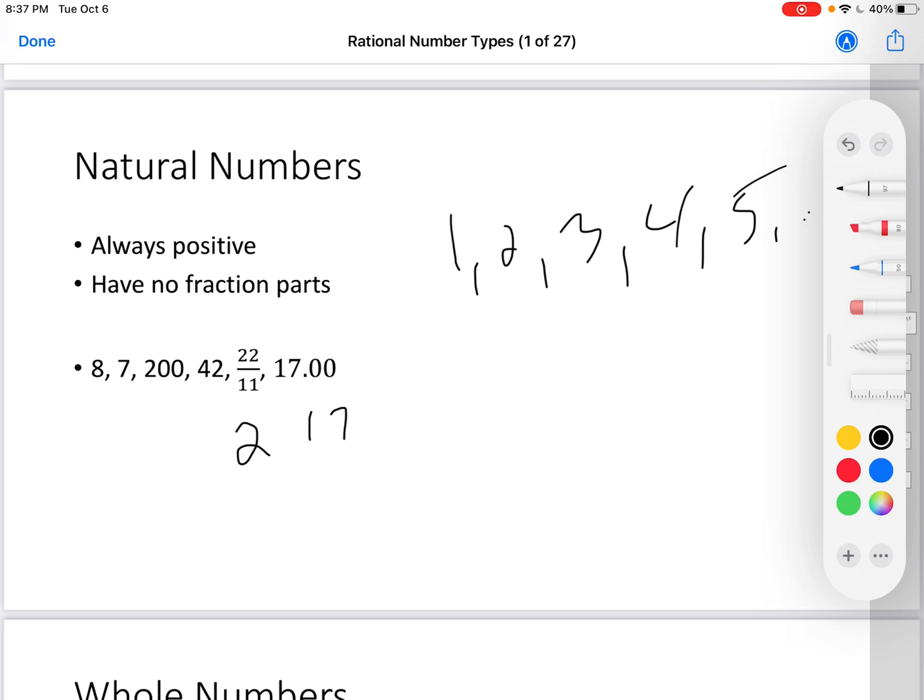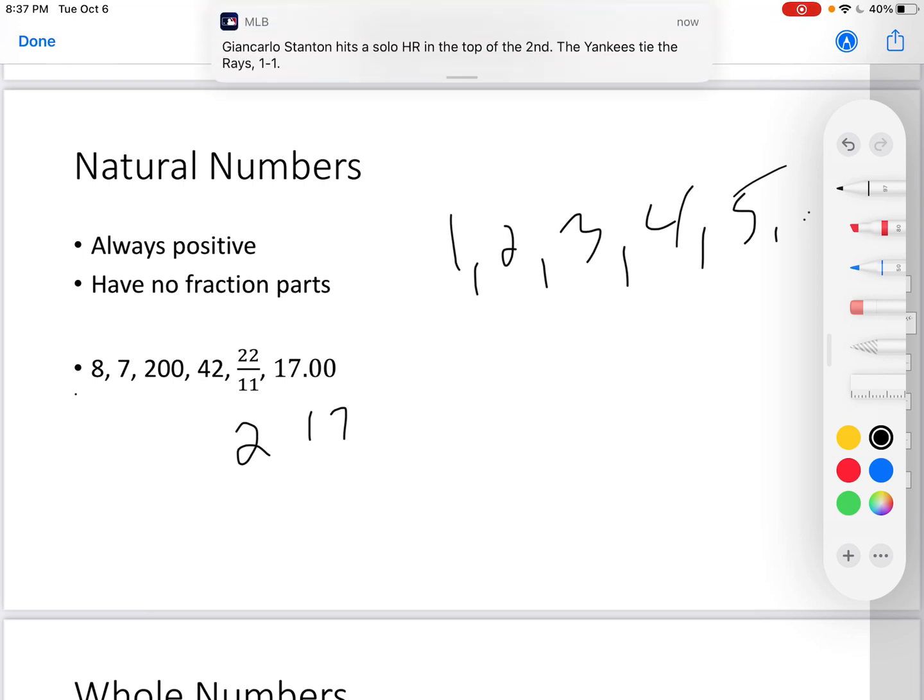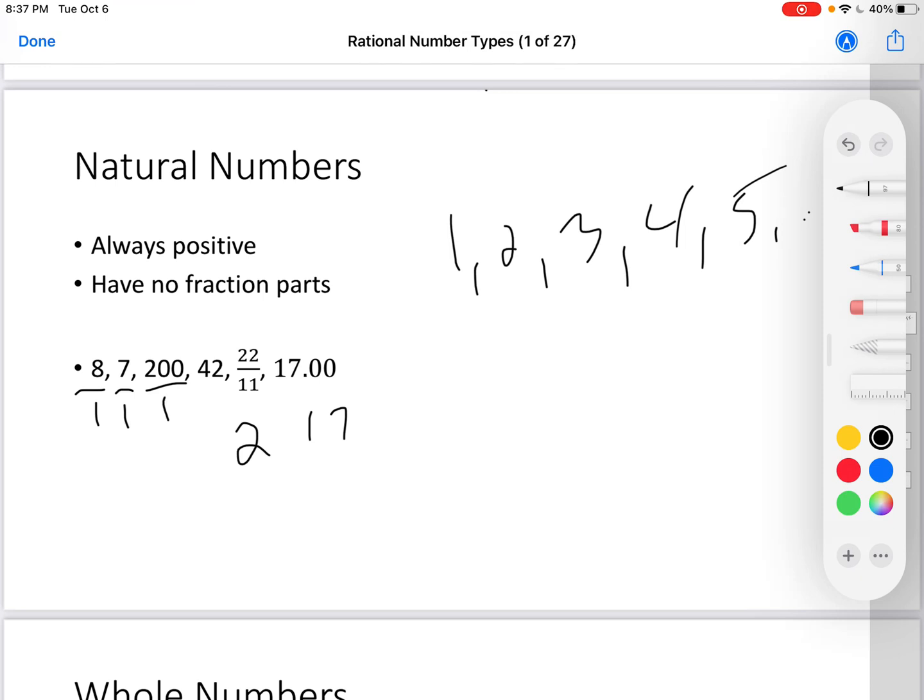All of these numbers are actually also rational, because I could write 8 as 8 over 1, 7 as 7 over 1, 200 as 200 over 1, 42 as 42 over 1, 2 as 22 over 11, 17 as 17 over 1. They are also rational. And in fact, all of them are also integers because they have no fraction part. And if it has no fraction part, it is an integer.